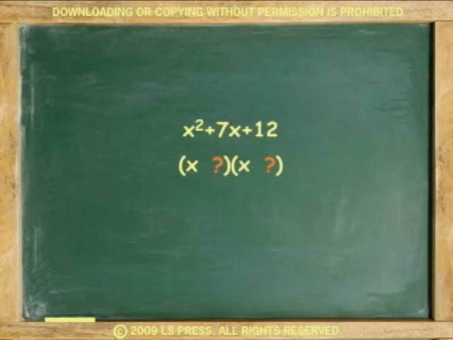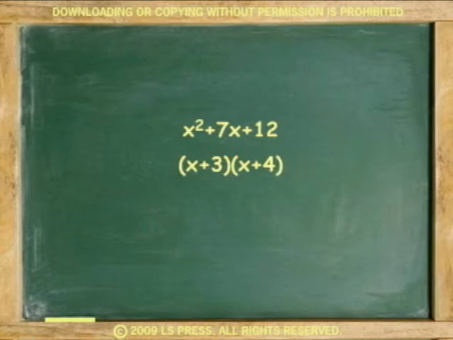There are only three possible multiplications that yield a 12. 4 times 3, 6 times 2, and 12 times 1. Of these three, the correct sum is the one that adds up to 3 plus 4, or 7. The answer is x plus 3 times x plus 4.